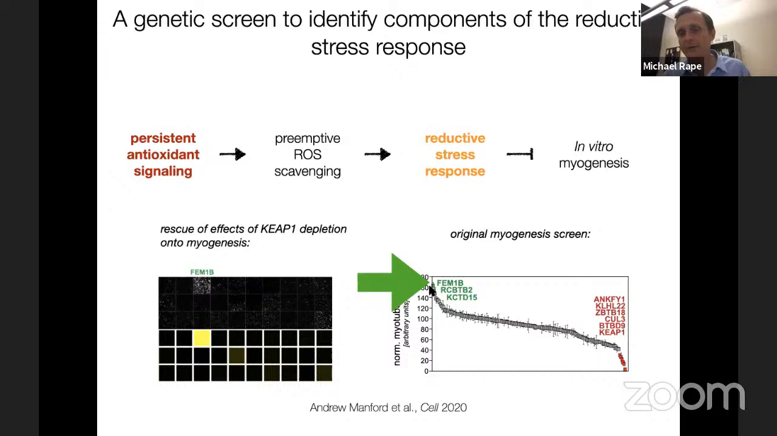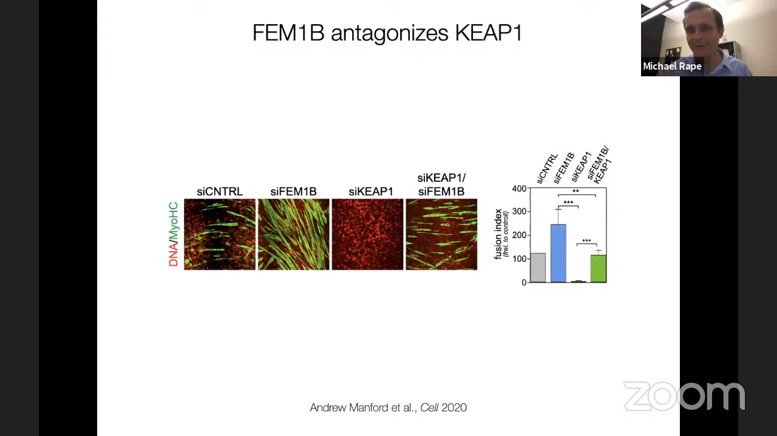So loss of the oxidative stress response interferes with myogenesis, while loss of this candidate reductive stress response regulator apparently gives you more myotubes. And just to show you the data, which is really beautiful, if you deplete FEM1B, you massively stimulate myogenesis. So it's the opposite of losing KEAP1, just as you regulate the opposite in terms of molecules. KEAP1 recognizes too many reactive oxygen species, FEM1B recognizes too few of them. It's the opposite. And if you combine these two, you rescue both phenotypes 100%.